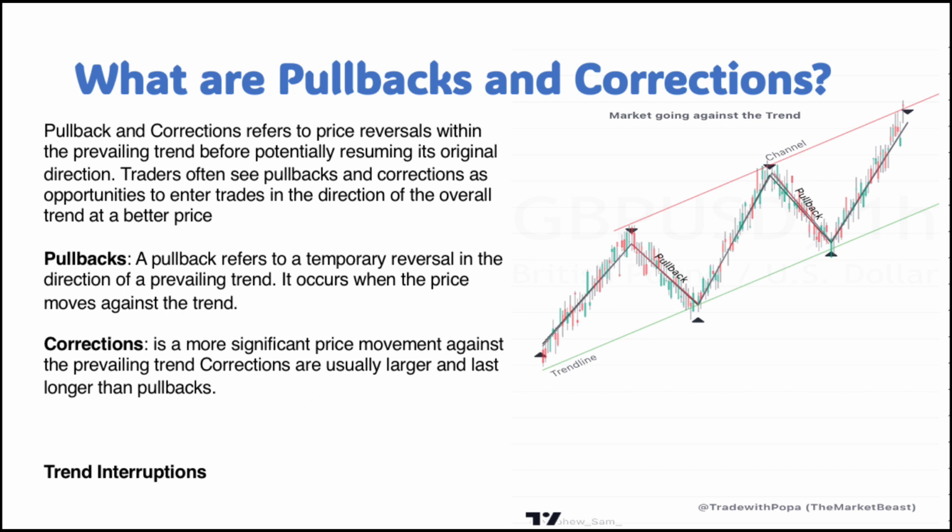So a pullback refers to a temporary reversal in the direction of the prevailing trend. It occurs when the price moves against the trend. Correction. Now, corrections are more significant price movements against the prevailing trend. Corrections are usually larger and last longer than pullbacks. They are known as temporary trend interruptions. Any market move against the prevailing trend is known as a pullback or a correction, depending on how long it lasts.